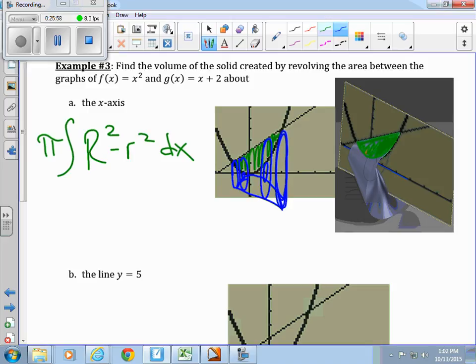Little washers all along there. What is the outside radius? The x plus 2 minus 0. Everyone agree it's this distance, the outside radius? The radius of the outside of one of those washers is x plus 2 minus 0. If you want to write minus 0, but x plus 2. Any questions about that? The outside radius. Everyone see that?